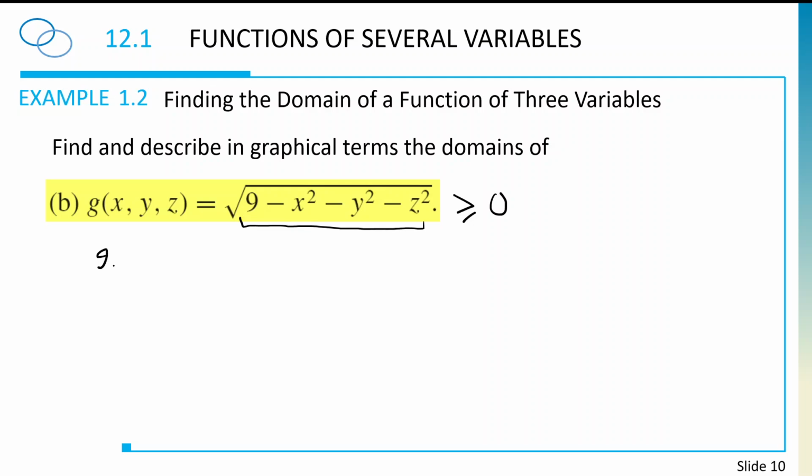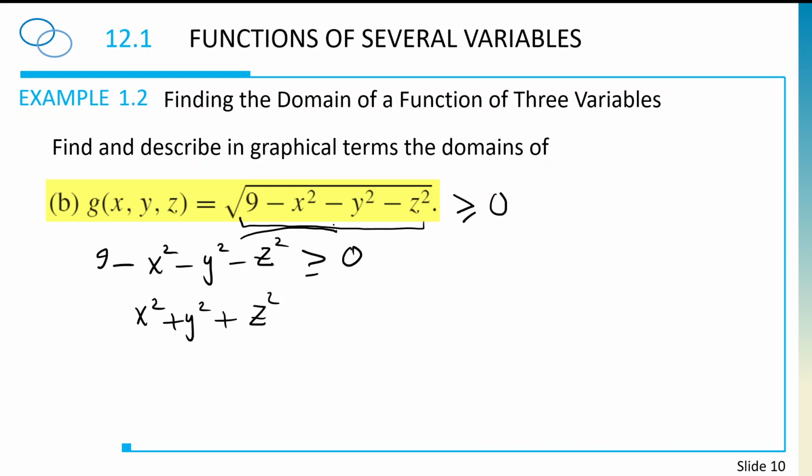So I'll say 9 minus x squared minus y squared minus z squared should be greater than or equal to 0. Let's have all variables on one side. So it will be x squared plus y squared plus z squared, moving all variables to this side, less than or equal to 9. Okay, this is the domain.